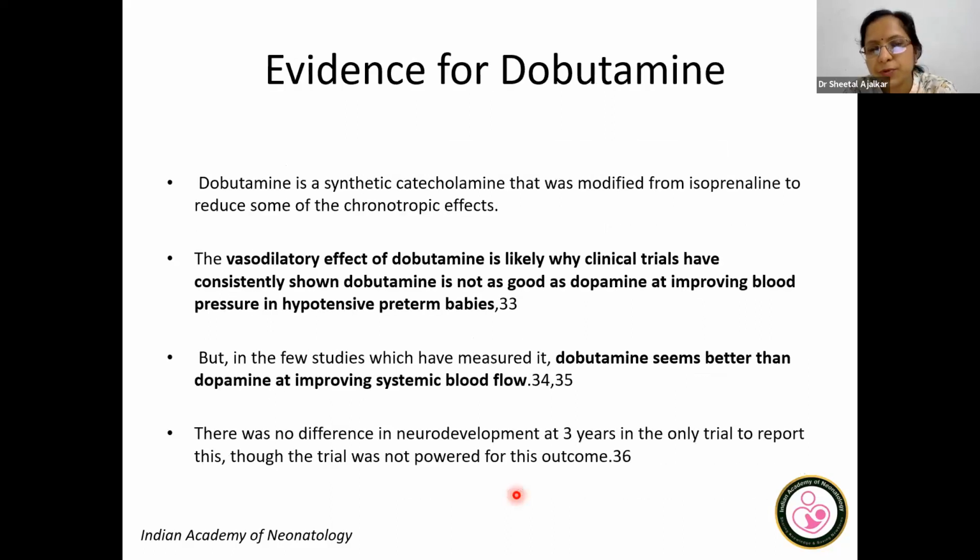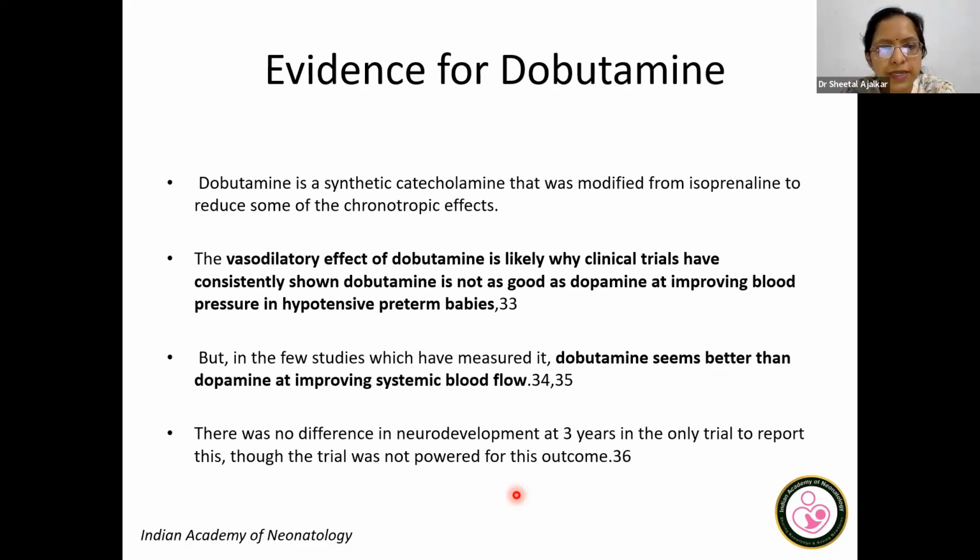So then we come to dobutamine. We know the flow states and how the inotropes are affecting them, and depending on that, we can choose the inotrope. But there are no robust studies showing the impact on clinical outcome. So what is the evidence for dobutamine?